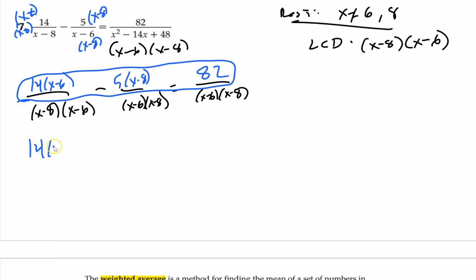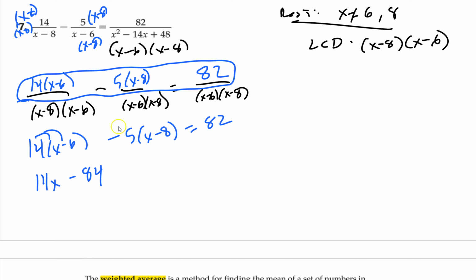So 14 times x minus 6 minus 5 times x minus 8 equals 82. Now you just do some math. 14x minus 6 times 10 is 60 plus 24. So negative 84 minus 5x. And then plus 40. Remember, two negatives make a positive. Equals 82. Now again, this is all on the same side, so just add up like terms.